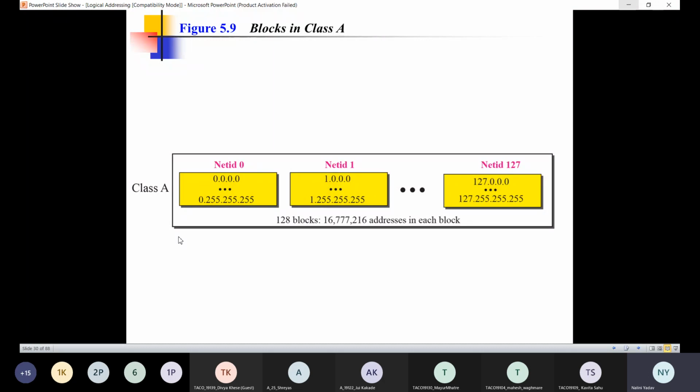Look at this class A figure, what is written? Blocks in class A. So in class A, the network ID is 0. Look, how many hosts do you have? Hosts will start from 0.0.0.0 till 0.255.255.255. Similarly, for network ID 1, again it will vary the same way, and similarly till network ID 127. So what does it mean? 128 blocks of 16,777,216 addresses in each block, which is 2 raised to 24.